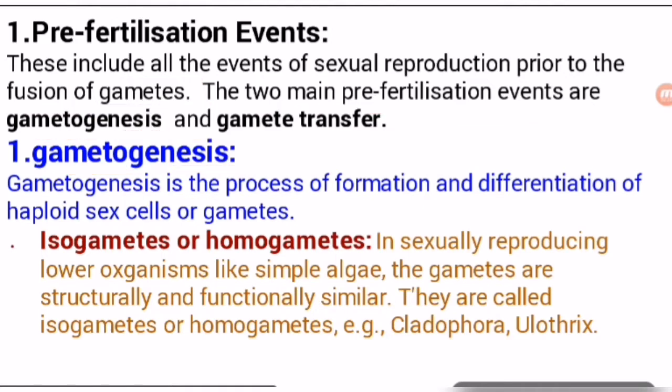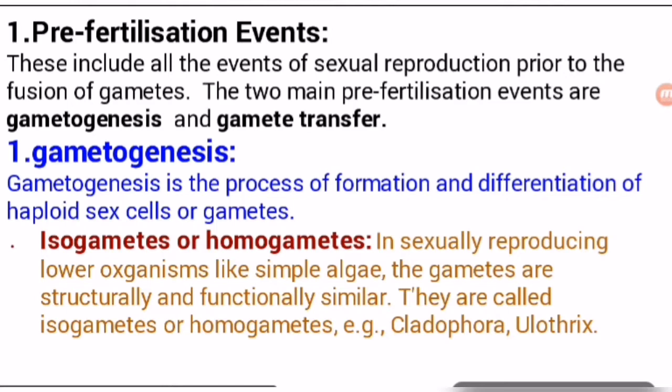Let's discuss gametogenesis. What is gametogenesis? Gametogenesis is the process of formation and differentiation of haploid sex cells or gametes. It means male gametes and female gametes are formed either in a single organism or in different organisms. In a bisexual organism both types of gametes are formed in a single body, but in a unisexual organism male and female gametes are formed in different bodies.